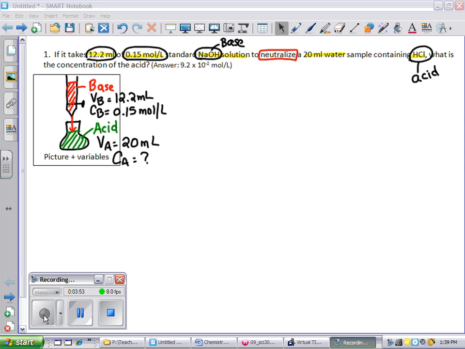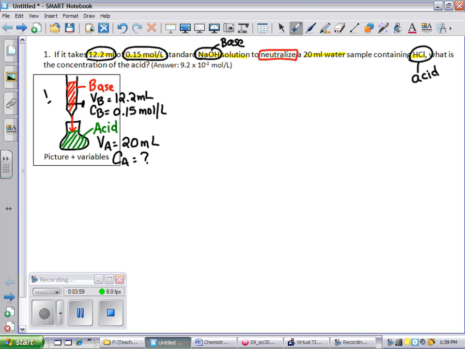Now that we have our picture drawn and all of our variables listed, we continue on to step 2, so we'll label this step 1. Step 2 is to write out the formula that represents the reaction that's taken place. Here we are mixing an acid with a base, and when an acid and base mix, it neutralizes, just like it says in the question. What will be formed is a salt and water.